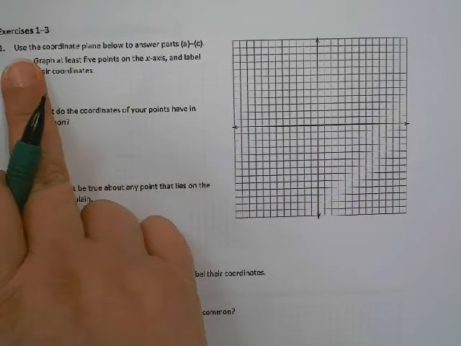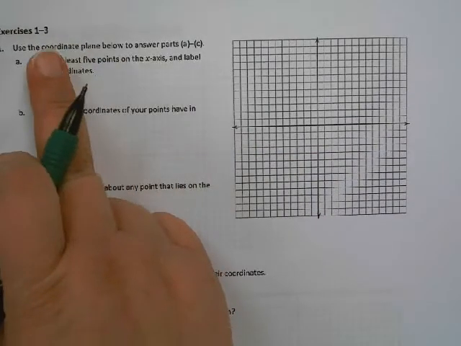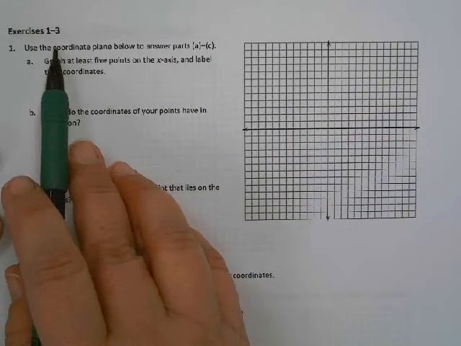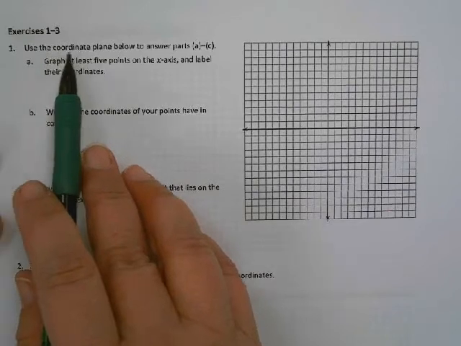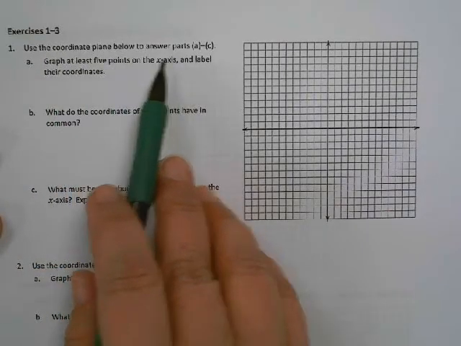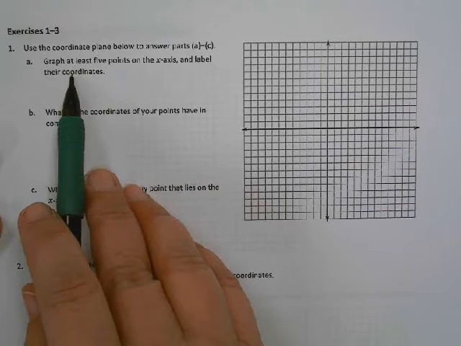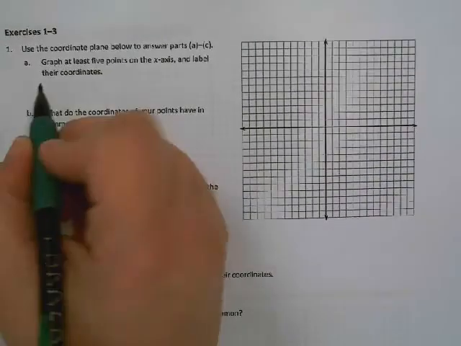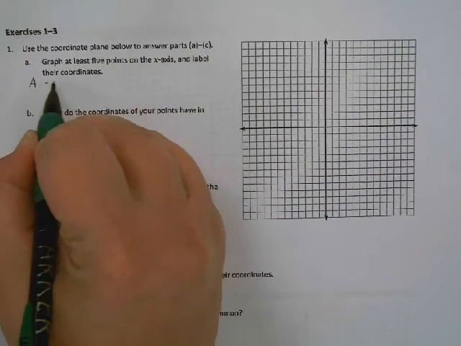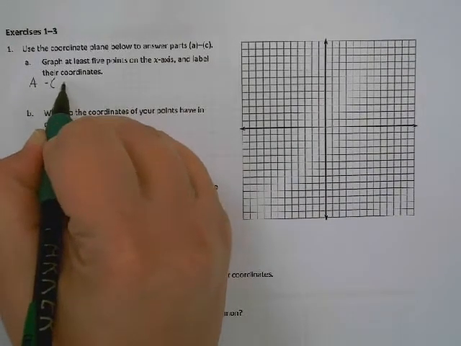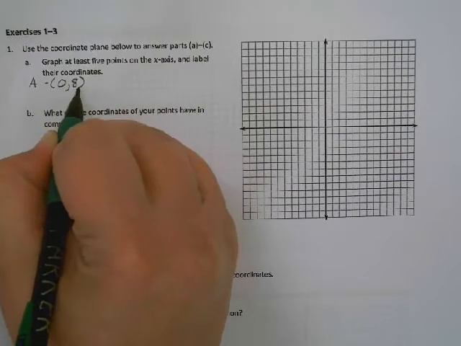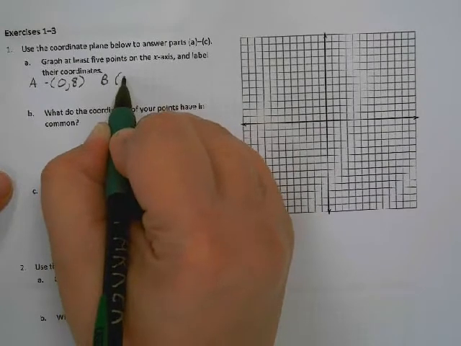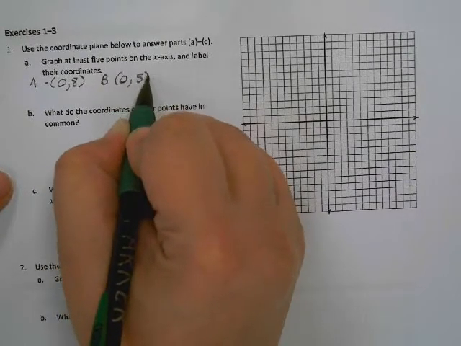So for exercise 1 through 3, and we're actually going to skip 3 today. We're going to focus on exercises 1 and 2. It says use the coordinate plane to answer A through C. And for A, it says graph 5 points on the x-axis and label their coordinates. So I'm going to actually give you 5 points that I want you to graph. And then we will pause for you to do that.